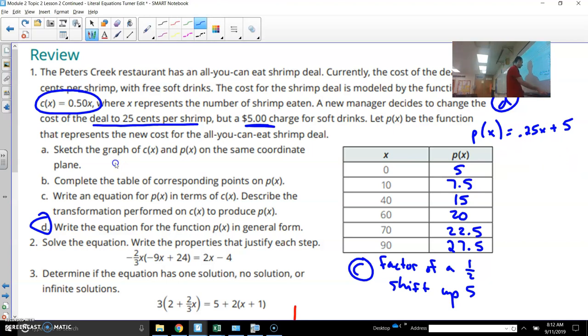So then I start saying, okay, if you don't buy any shrimp, but you're there drinking a soft drink, you're going to pay $5. If you're eating 10 shrimp and each of them are a quarter, 10 times 25 cents would be $2.50 plus the $5 drink, $7.50. And so once I had this equation, I could set up my table here, and then I could consider graphing it.